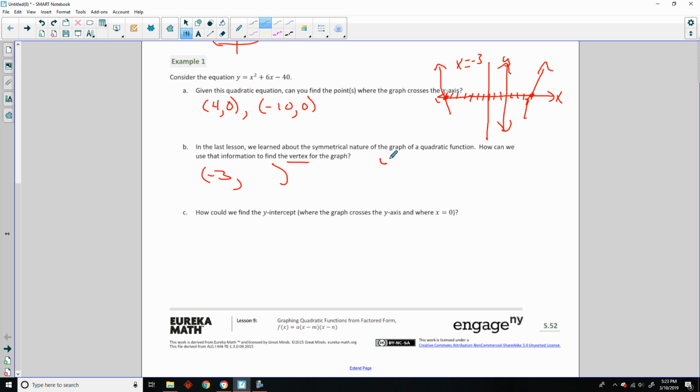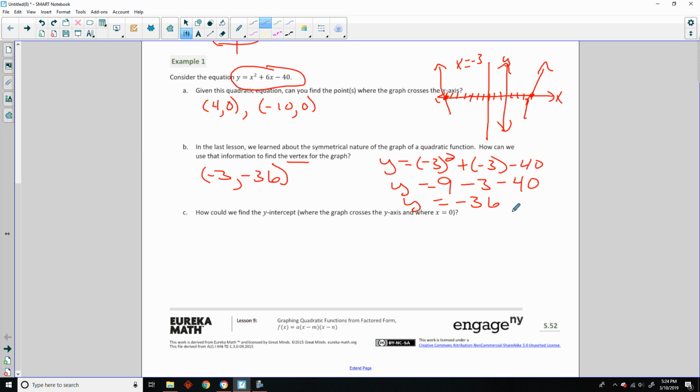So if I say y equals negative 3 squared, I'm just substituting it into this equation, negative 3 squared plus 6 times negative 3 minus 40. Then I get y equals 9 minus 3 minus 40. So y equals 9 minus 3 is 6. 6 minus 40 is negative 36. Okay. Did I do that right? Negative 3 squared is 9. Minus 3 is 6. 6 minus 40 is negative 34.